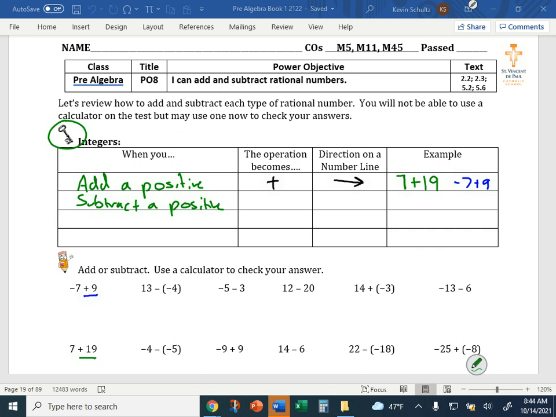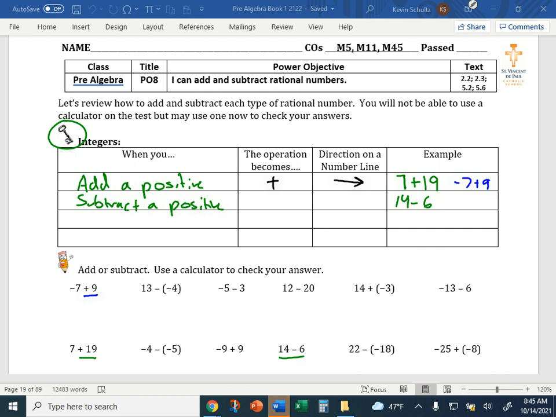Give me an example of subtracting a positive here. This one might be a little bit more tricky. When you hear subtract a positive, what would be an example of that? Griffin? 14, where do you see that? Oh, yes. 14 minus 6 here would be subtracting a positive.